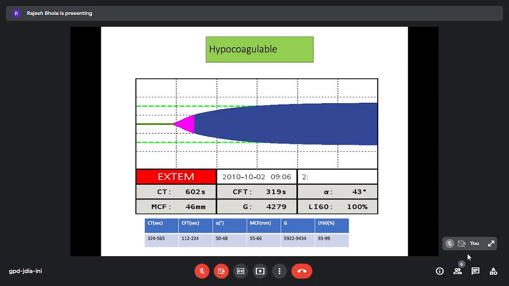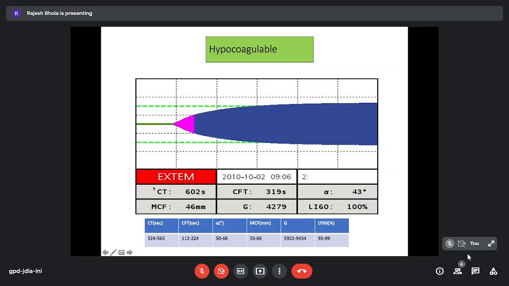Second is CFT. Clot formation time is contributed mostly by three factors: platelets, fibrinogen, and factor 13. So whenever there is an increase in clot formation time, it can be because of a reduction in the platelet count or platelet function, or a reduction in the fibrinogen level. The alpha angle, whenever it is reduced, again indicates the impact of low platelets or low fibrinogen. The maximum clot firmness also indicates low platelets or low fibrinogen. Similarly, maximum lysis indicates deficiency of the fibrinolytic pathway or of fibrin stabilizing molecules.